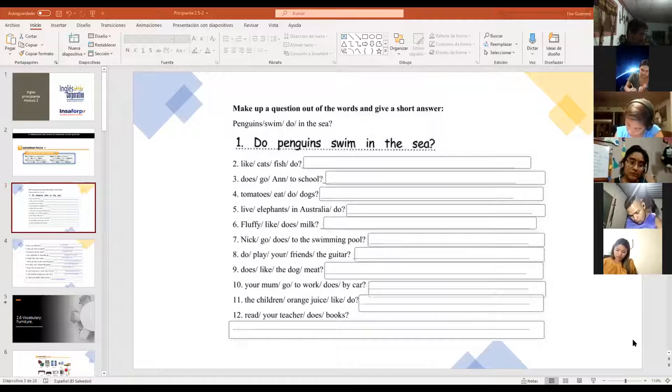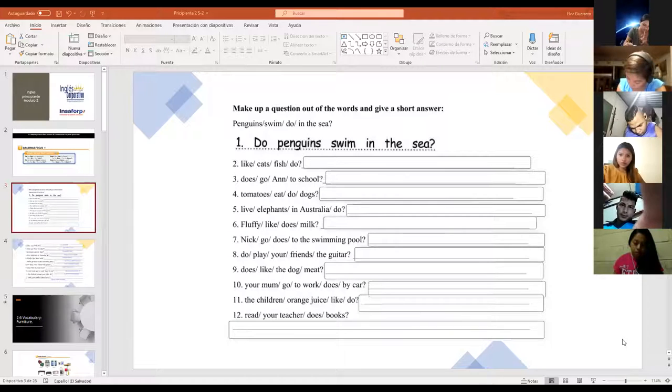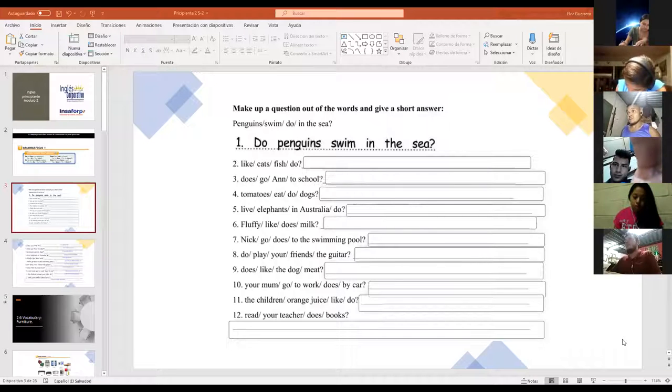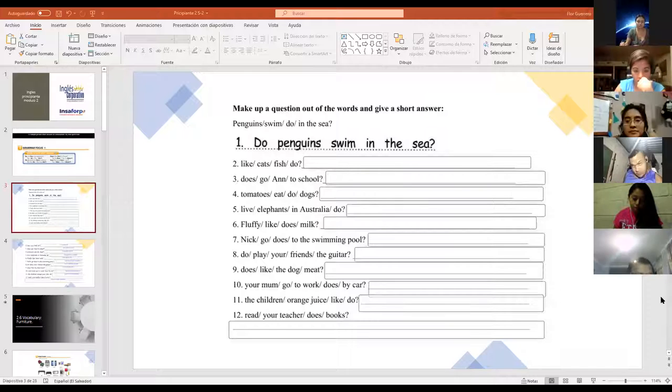Catherine Abigail, do you have number six? Does Fluffy like milk? Very good. That is the answer. Thank you. Do you have number seven? Does Ann go to the swimming pool? Excellent. That's the answer. Juan Carlos, do you have number eight? Do your friends play the guitar? Excellent, thank you so much. Harold, do you have the next one? Number nine. Does the dog like meat? Excellent.